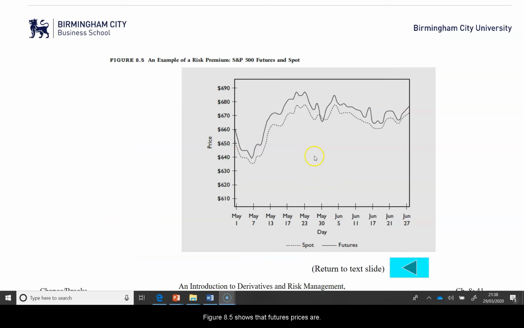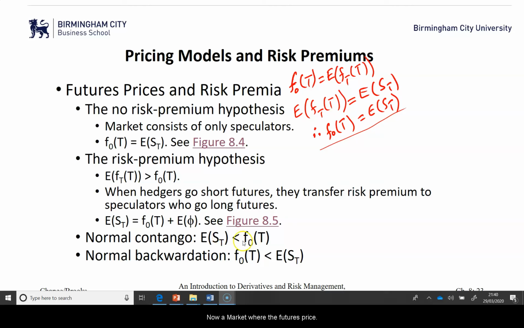Figure 8.5 shows that future prices are consistently higher than the spot prices, consistent with the risk premium hypothesis for the S&P 500 futures and spots. Now, a market where the future price today is more than the expected spot price at expiration is known as a normal contango market, and a market where the future price today is less than the expected spot price at expiration is considered to be in normal backwardation.